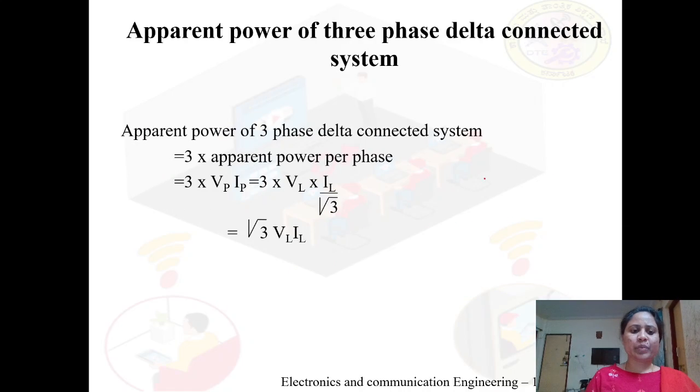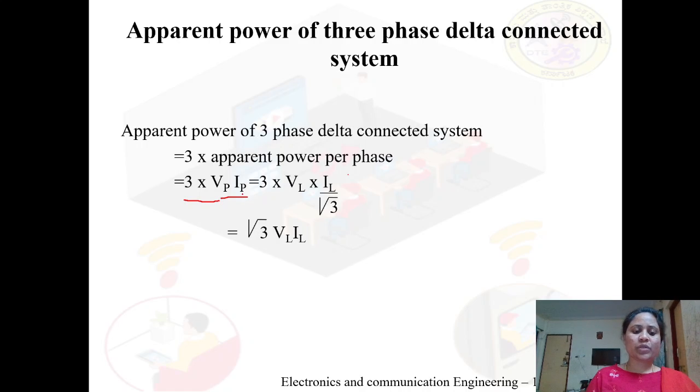Now the apparent power is nothing but 3 times the apparent power from each phase. Apparent power is simply the product of voltage and current from each phase. So the voltage and current from each phase, Vp and Ip, multiply that with 3, that gives the apparent power of the three-phase delta connected system.